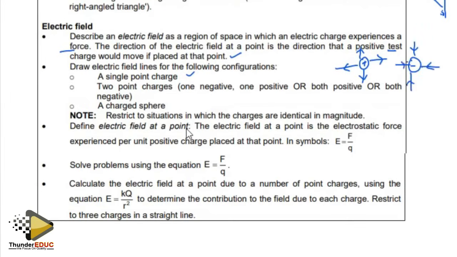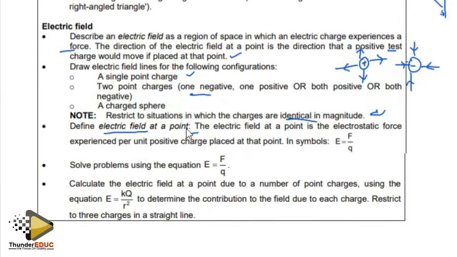Okay, and then if you have, let's say, 2 point charges, just need to know how they work. The opposite charges will always attract each other, and the like charges will repel. Then for as long as the charges have the same magnitude, just pay attention to the number of field lines, and also know that these field lines do not cross each other. Then they said we're going to restrict this to just charges that are identical in magnitude.